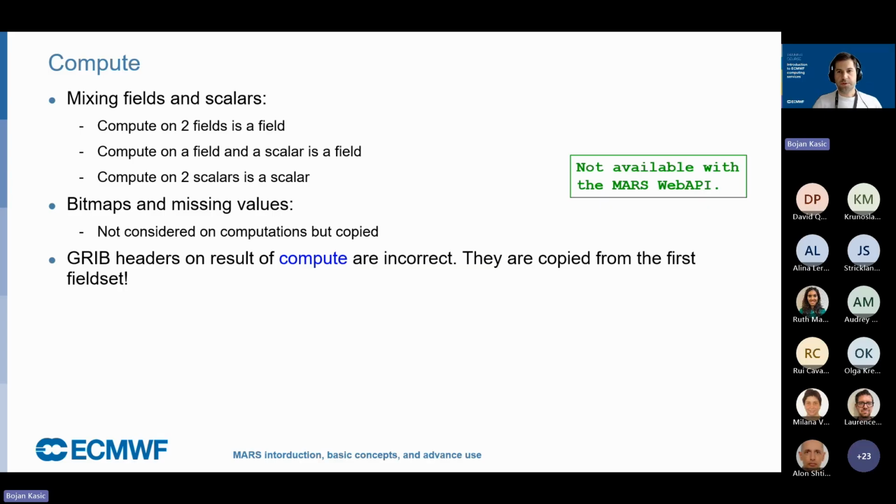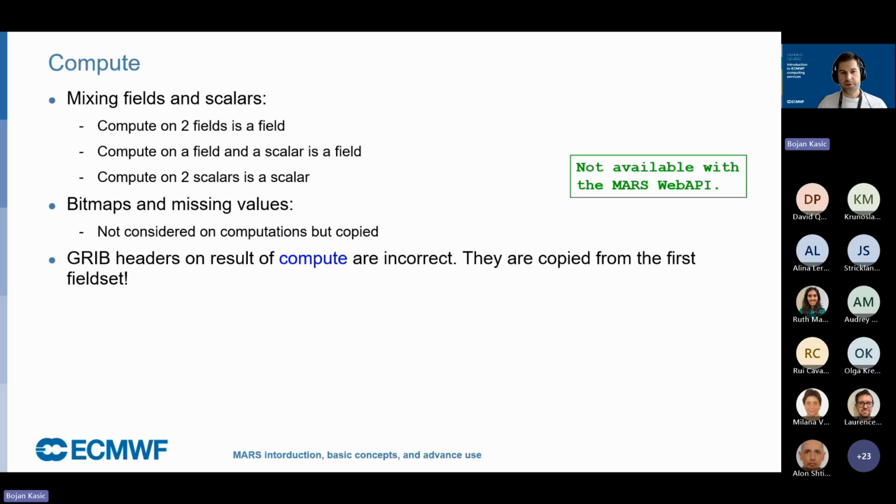In GRIB, we use what is called a bitmap to hide values which are not of our interest. So, for example, for sea surface temperature, we will have a bitmap which can have 0 or 1, to indicate that there are no values outside of the sea, on the land points. And in calculation, Mars compute will just copy the bitmap from the existing fields if such fields are using a bitmap.